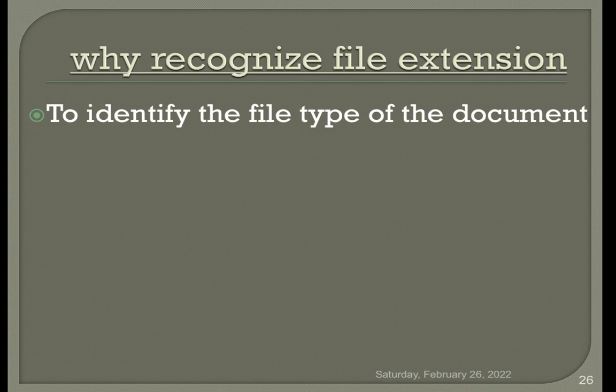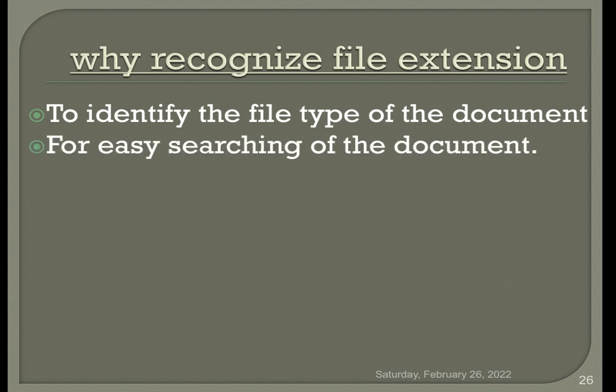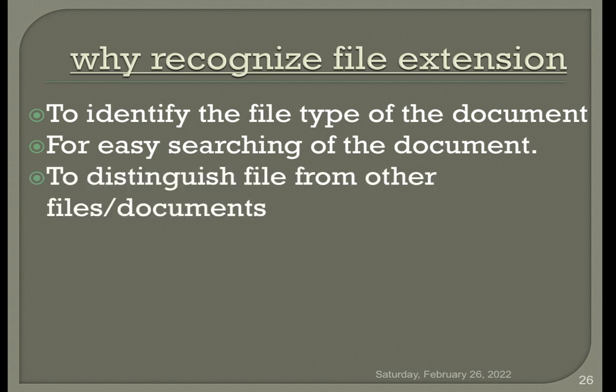One, to identify the file type of that document for easy searching, because when you type only the file extension, it is going to pick out only those files that have that file extension. So our point is for easy searching of the document, to distinguish a file from other files. Definitely, if you want Word, it will bring only Word. If you want Excel, it will bring only Excel. If you want graphics, they will also have different file extensions, and many others. Okay.